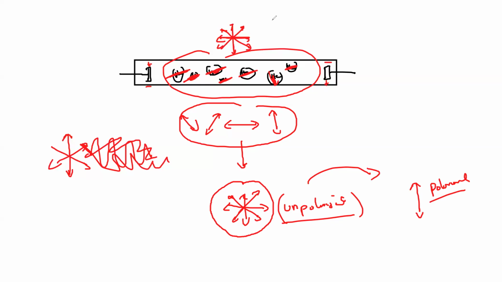So how can light be polarized? There are different ways to polarize light. One is by using a polarizing filter. Another one is by reflection. Two methods are used to polarize light. So one is by using a polarizing filter.